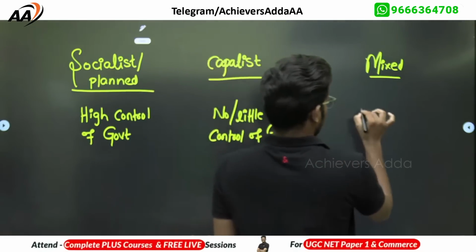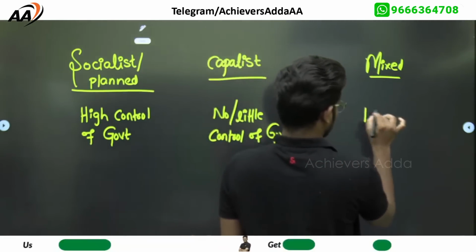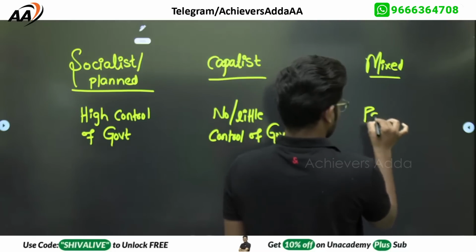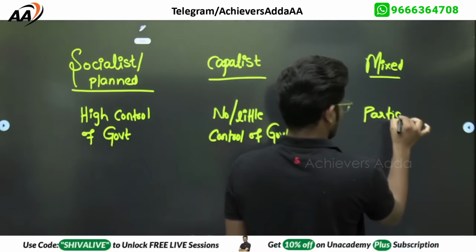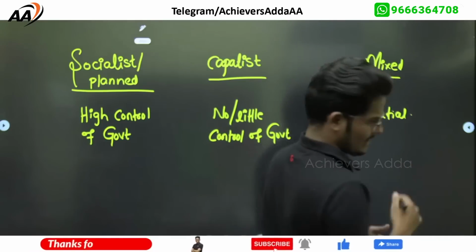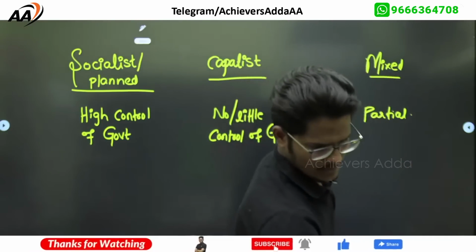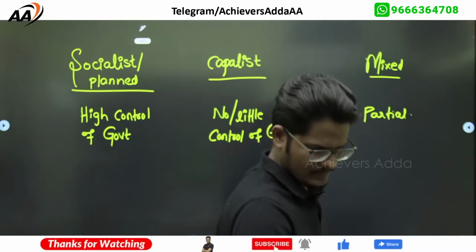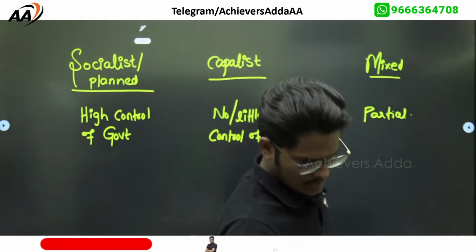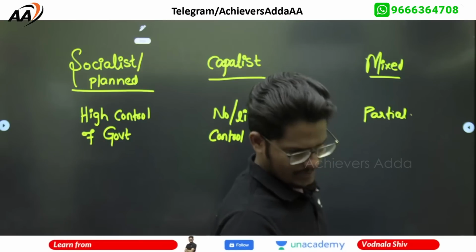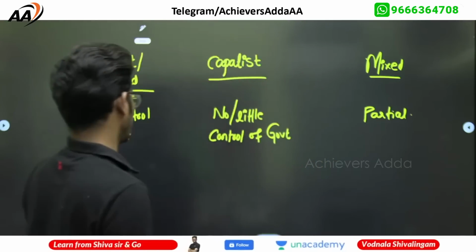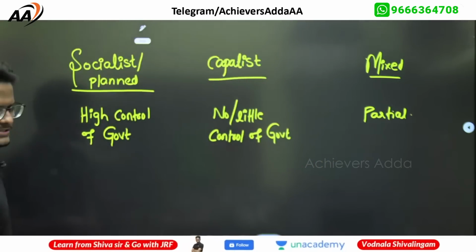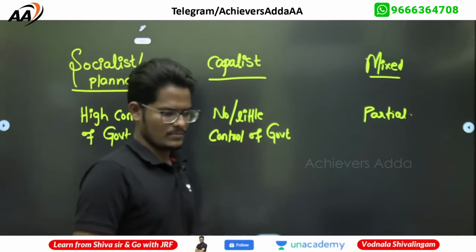Here, it is partial control. It is as per the demand and conditions only. Right? No control of the government, it will be both partial. Now, what more need to discuss with respect to socialist?